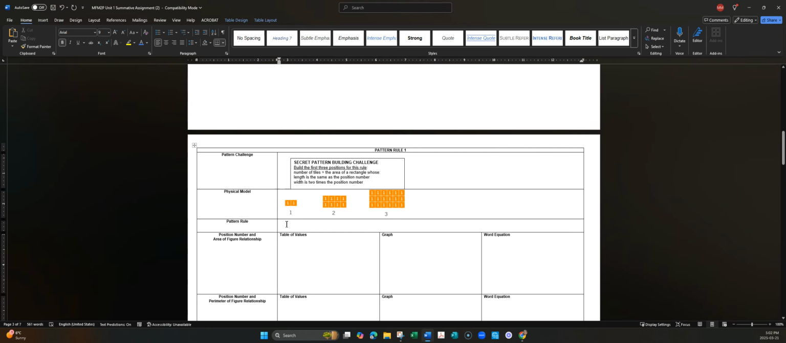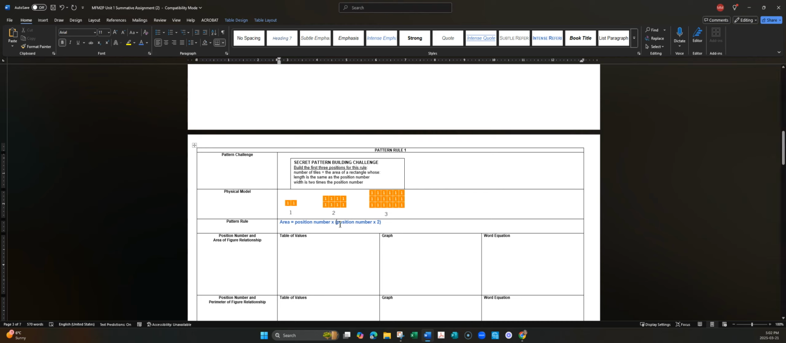So I'm going to change my font color to blue, and I'm going to make it a little bit bigger just so that you can see that this is me typing it. So the area of this secret pattern is clearly the position number times the position number times 2. Now, if you want to put this in brackets so you understand, like one side is length and one side is width, I think that kind of makes sense, right?